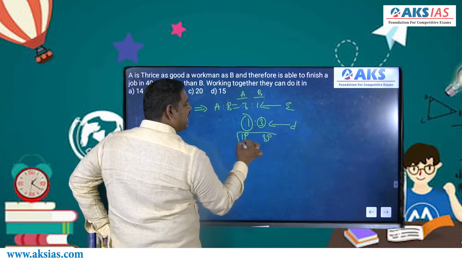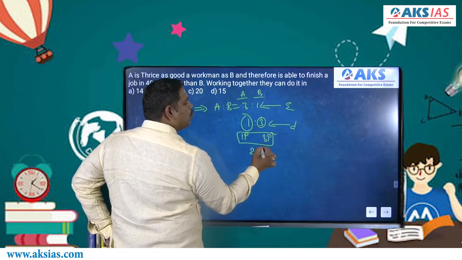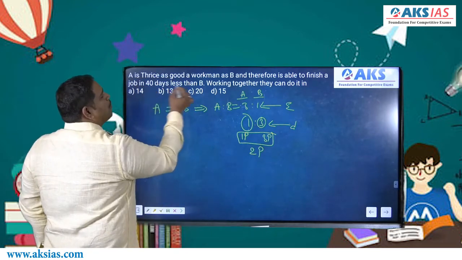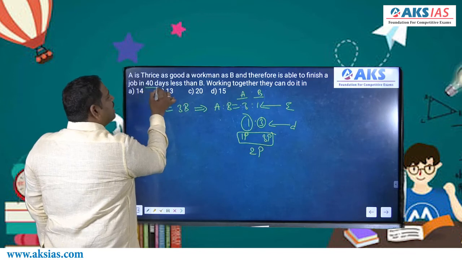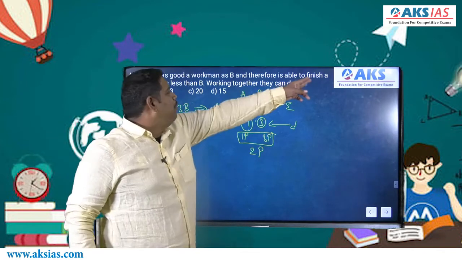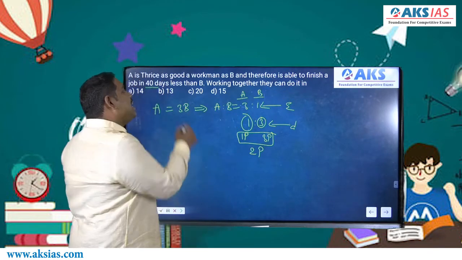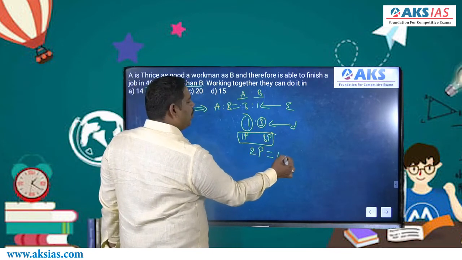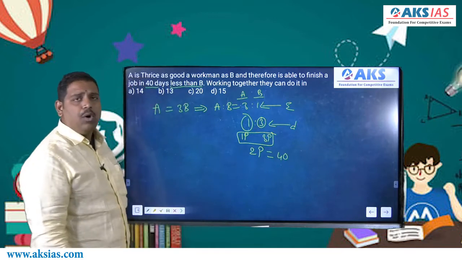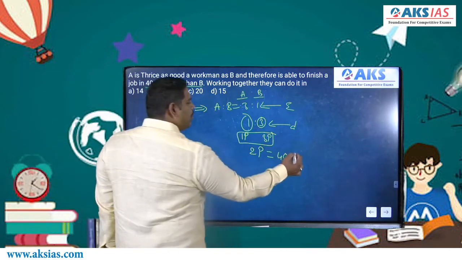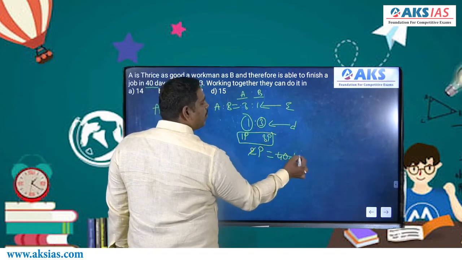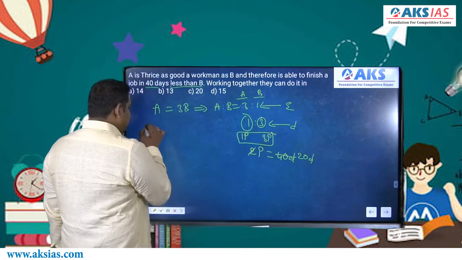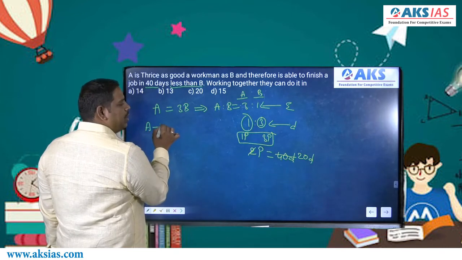That means A is taking how many parts less? 2 parts less time. Is it correct or wrong? Okay. So now if you observe, 2 parts less time. So he said that A is able to finish a job in 40 days less than B. That means this 2 parts is equal to how much he gave? 40 days. Now we got 1 part is equal to how much? 20 days. Okay.